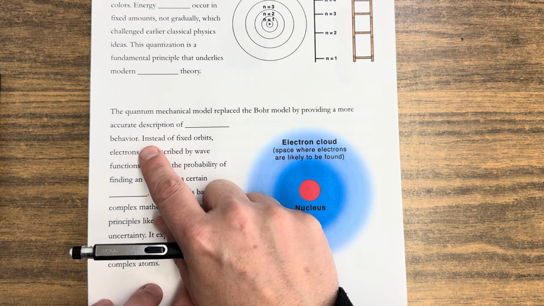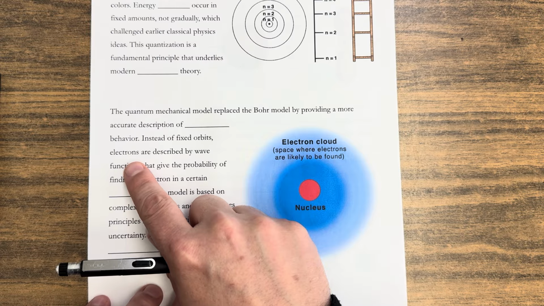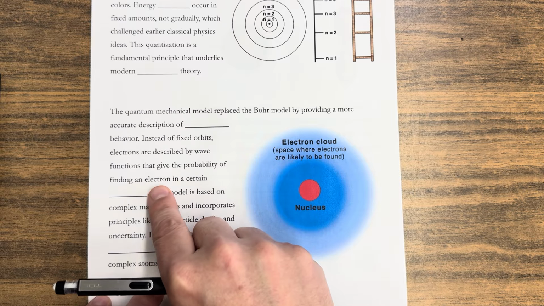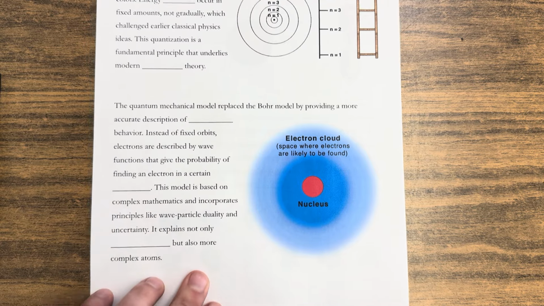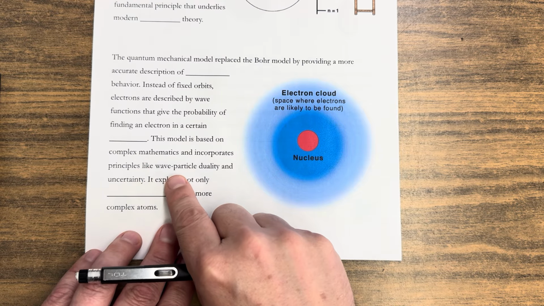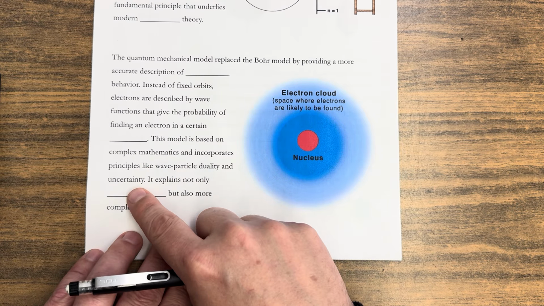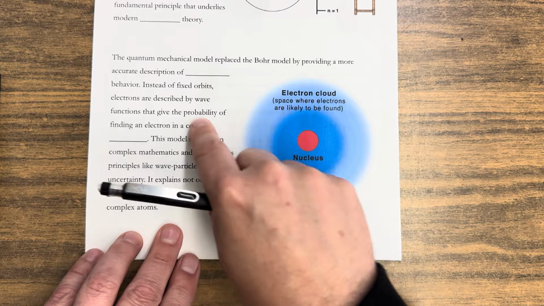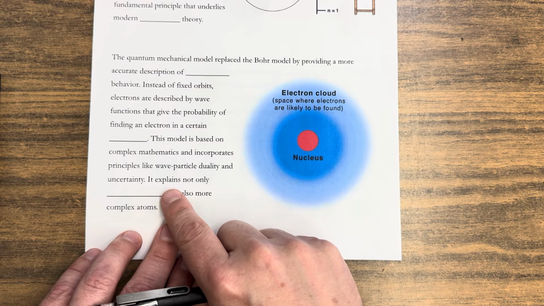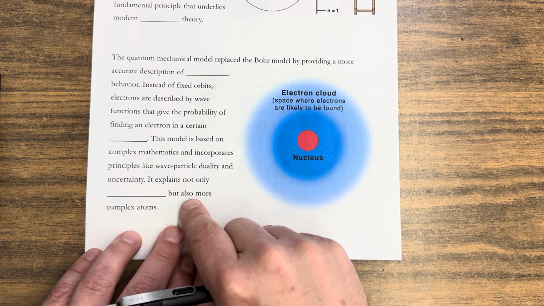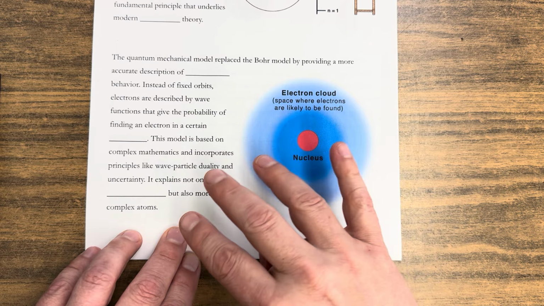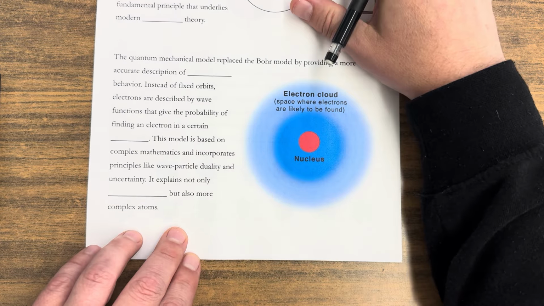Instead of fixed orbits, electrons are described by wave functions that give the probability of finding an electron in a certain region. This model is based on complex mathematics and incorporates principles like wave-particle duality and uncertainty. This is getting complex, so that's a later idea, basically. It explains not only hydrogen, but also more complex atoms. So these are electron clouds, where you would possibly find the electron.